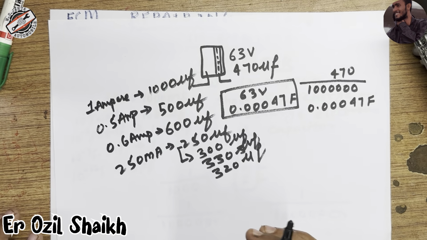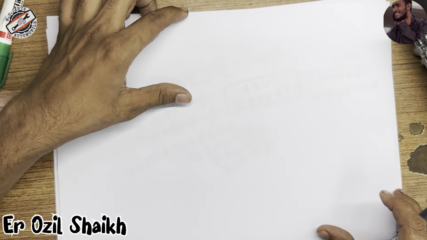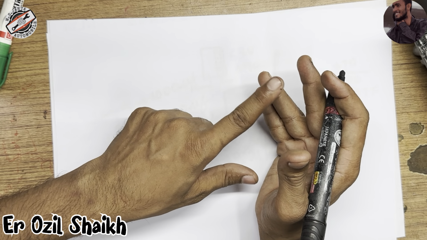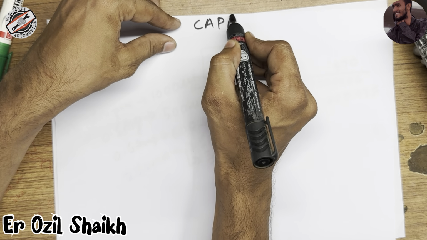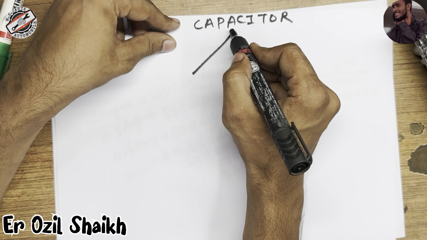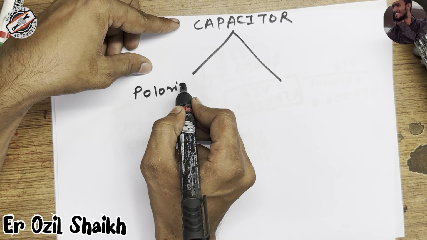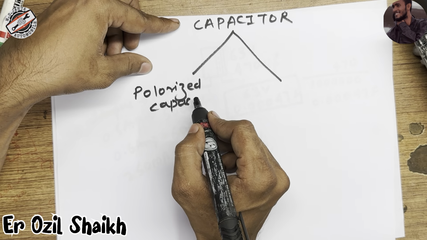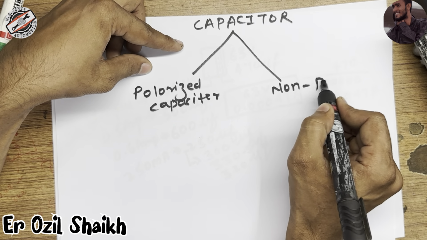Now we have one more topic: how many types of capacitors. We know what a capacitor is and how to calculate the capacitor value. Now, capacitor types. Capacitors have two types. One is the polarized capacitor, and the other is the non-polarized capacitor.